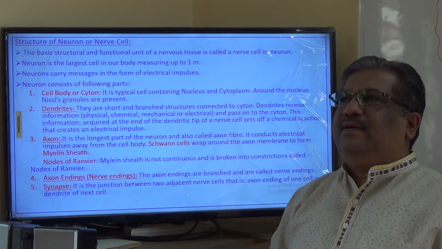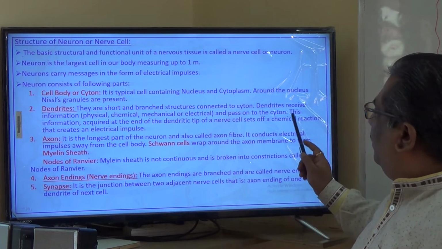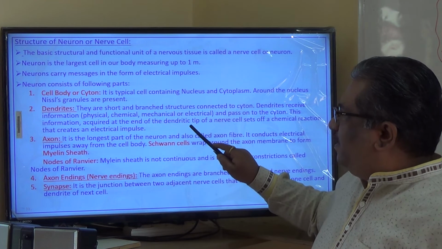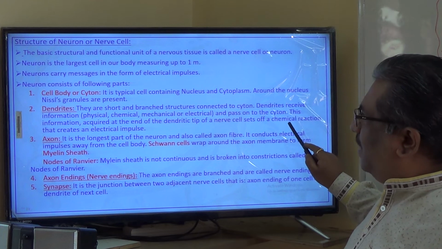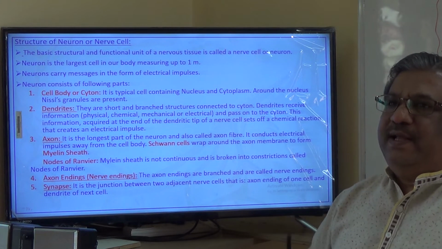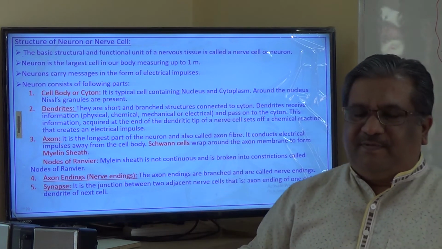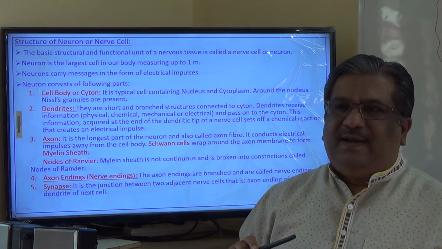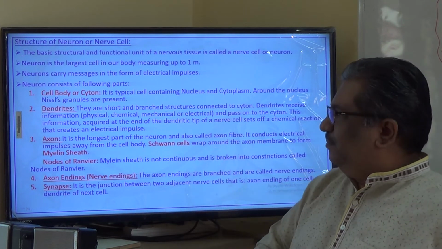But one important thing here, that is the next sentence. See, the information acquired at the dendritic tip of a nerve cell sets off a chemical reaction that creates an electrical impulse in the dendrite. So, electrical impulse is created in the dendrite. When a dendrite receives information, that information sets off a particular chemical reaction and the chemical reaction generates an electrical impulse and that will be transmitted to the cyton.